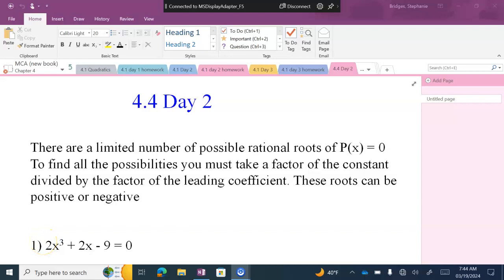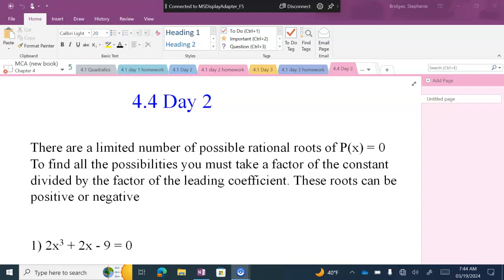It says that there are a limited number of possible rational solutions of your polynomial. That's p of x equals 0. That's the polynomial. To find all of the possibilities, we are going to take a factor of the constant term. That's the one that has no variable with it, usually listed last if it's in standard form. And then we're going to put it over, or divide it by, the factors of the leading coefficient. That's the one with the highest degree, which if written in standard form is usually first.